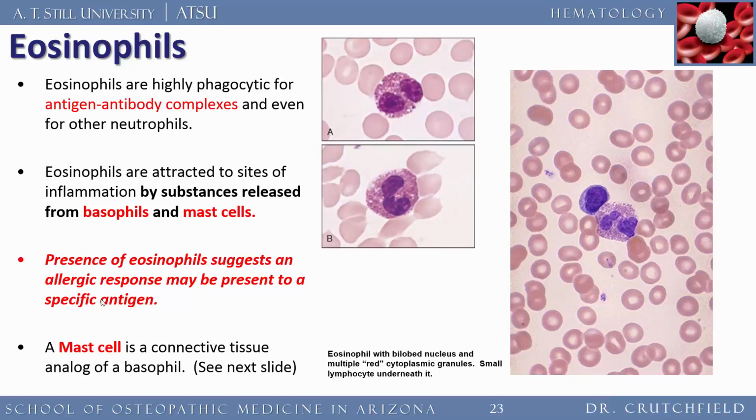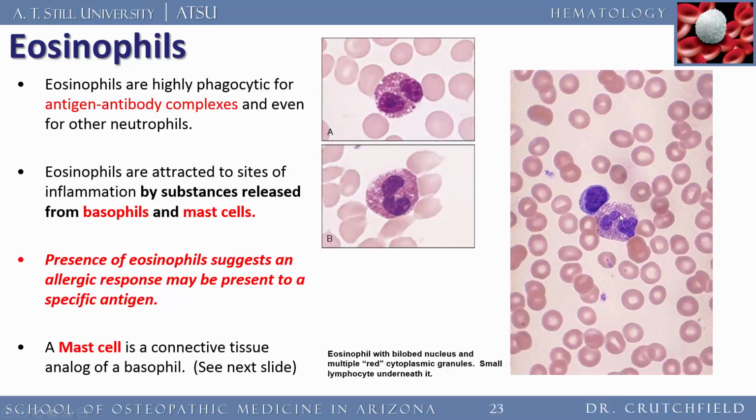Maybe that antigen for you is a food product, or maybe it's pollen, or maybe it's peanuts. And then a mast cell is a connective tissue analog of a basophil. So we're going to first show you what a mast cell looks like, and then we're going to talk about a basophil. So let's look at these guys here again. Bilobed nucleus, lots of granules. I don't think they look orange. They look purple to me, but they say they're orange or red.